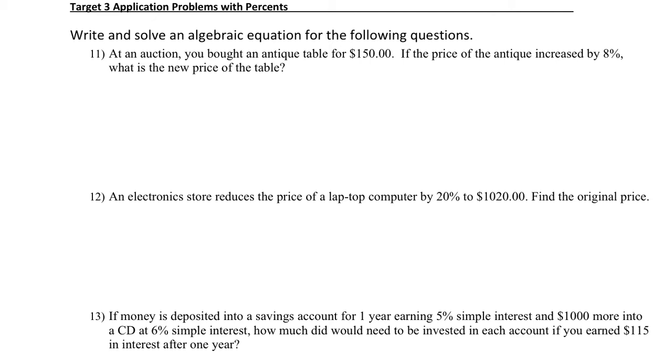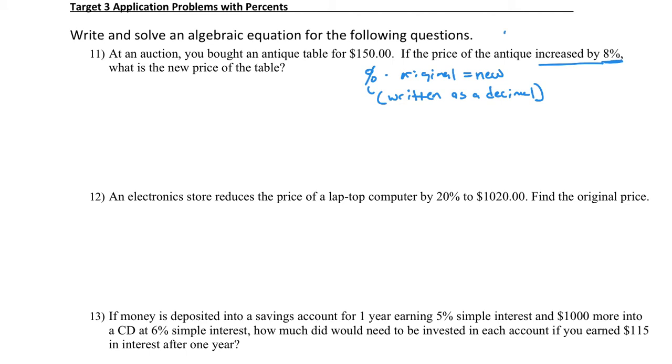So what we have to realize here is we've got a basic formula, which is the percent times the original equals the new. The percent, though, has to be written as a decimal. And we also have to realize this is not necessarily the percent that we're going to use. We've got to figure out if we're increasing or decreasing. So this says increased by 8%.